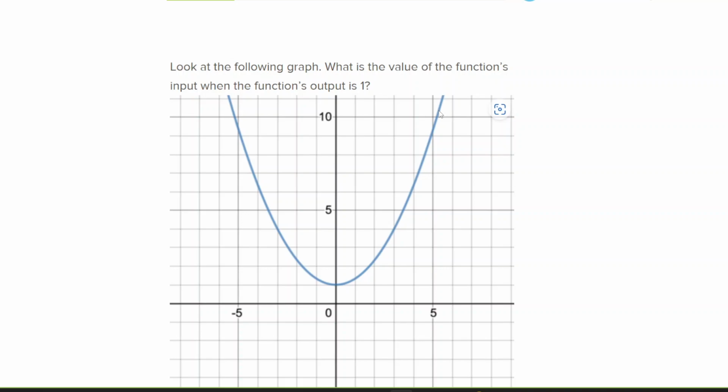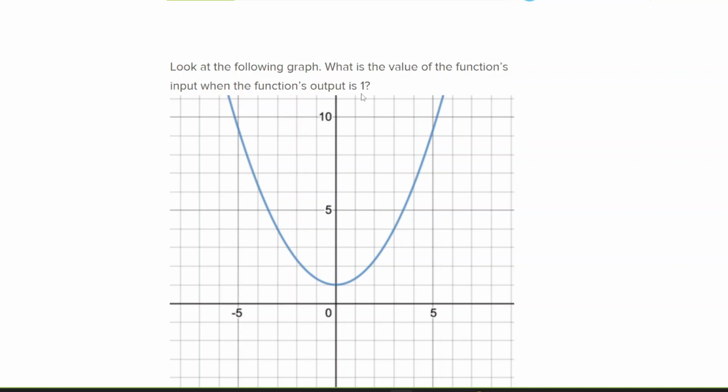So this doesn't have just 3 ordered pairs or 4 ordered pairs. When you see a graph that's connected like this, where you can draw a bunch of ordered pairs without lifting your pencil, that is infinitely many ordered pairs, right? Infinitely many. And they're asking us to look at this graph of infinitely many ordered pairs. And then they ask us, what is the value of this function's input when the function's output is 1?